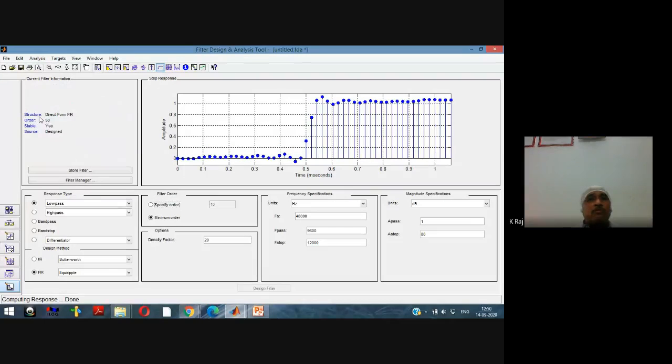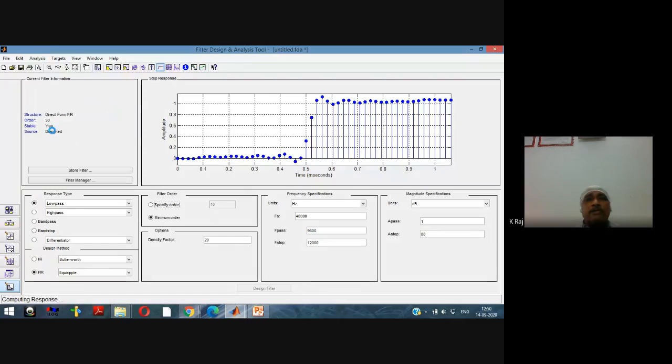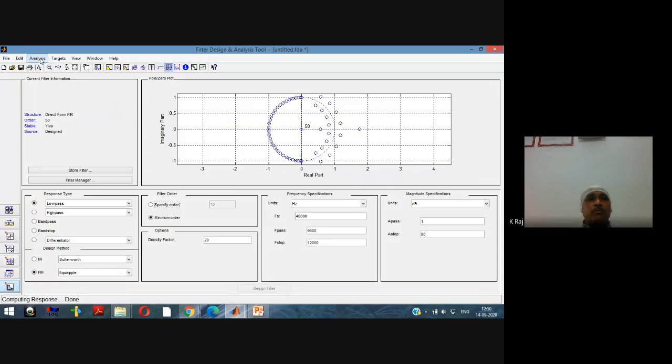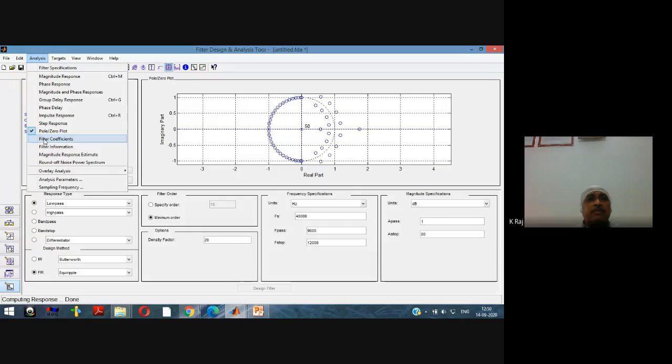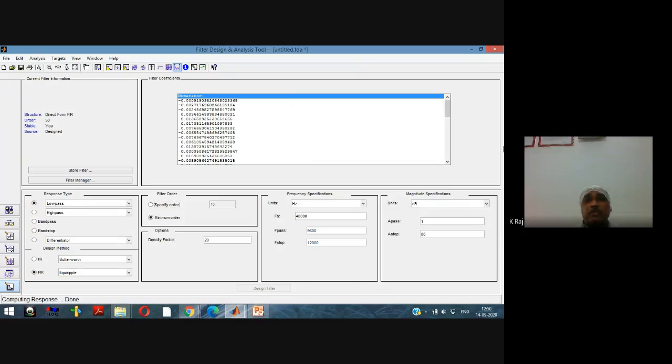Now see this step response of your designed filter, and we can also see here the pole zero plot for that designed filter. So here we are using the different types of filter. Okay, what are the filter coefficients? The 50 filter coefficients will be represented here. These are the different filter coefficients which are represented here.